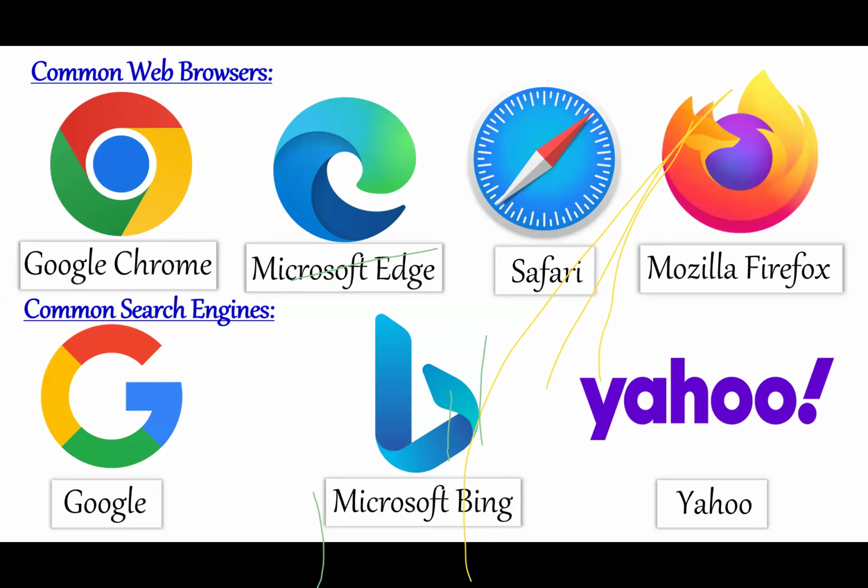That is why when you open your Google Chrome, you'll find Google. When you open your Microsoft Edge, you'll find Bing inside. So you are typing on Google as a search engine, but you are using Google Chrome as a web browser. I hope you're getting the point.